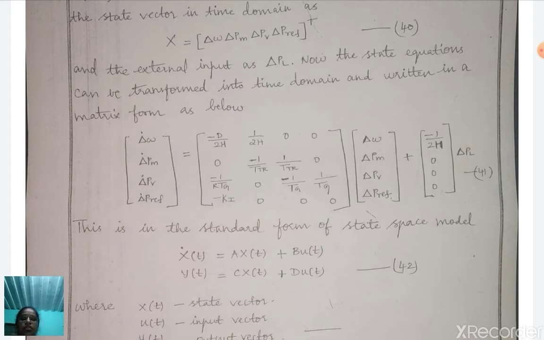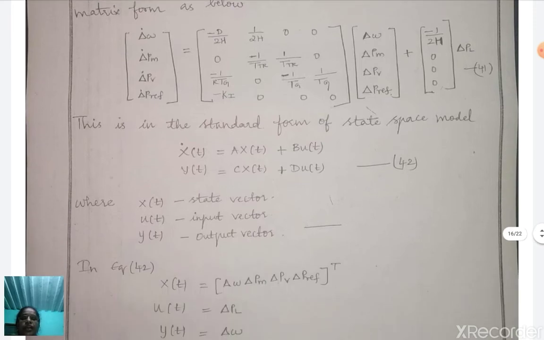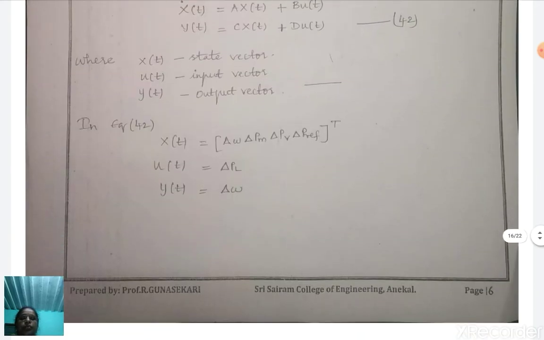X dot of t is equal to A x of t plus B u of t, and then y of t is equal to C x of t plus D u of t. This is the standardized state space model equations, where x of t is the state vector, u of t is the input vector, y of t is the output vector only.